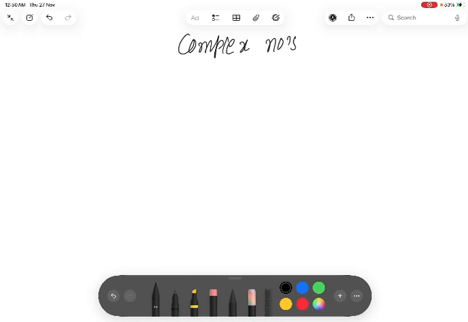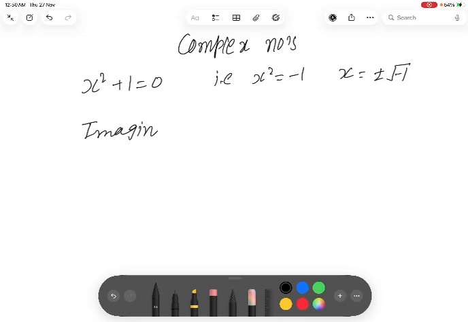Since you may have seen this equation x square plus 1 equal to 0 in the real numbers, that is x square equal to minus 1, that is x is equal to plus minus under root of minus 1. This type of equation does not have any solution in real numbers, because there is no real number whose square is equal to minus 1. So to solve these types of equations, we introduced a new type that is known as imaginary numbers.